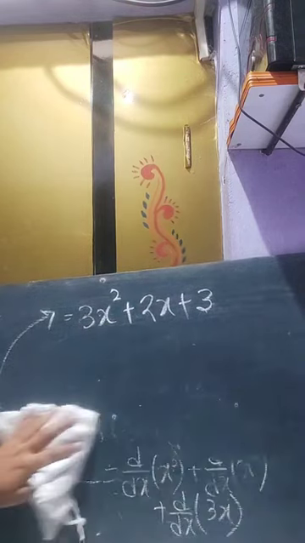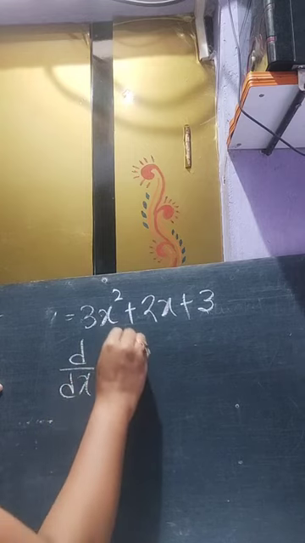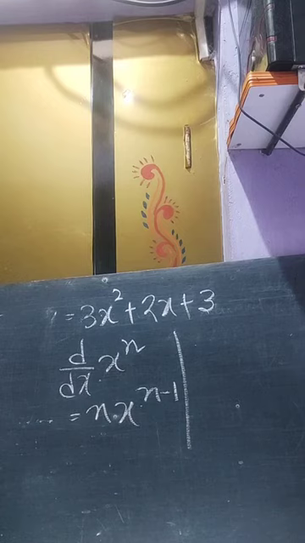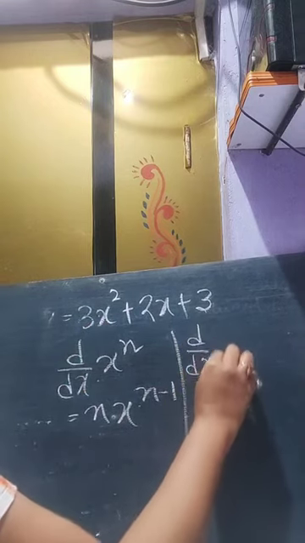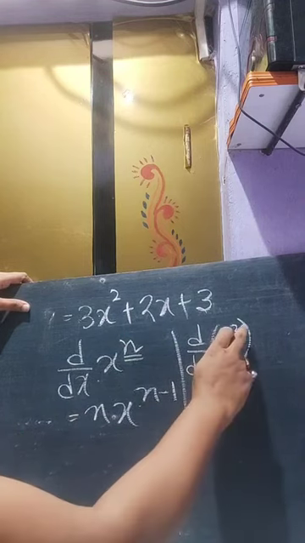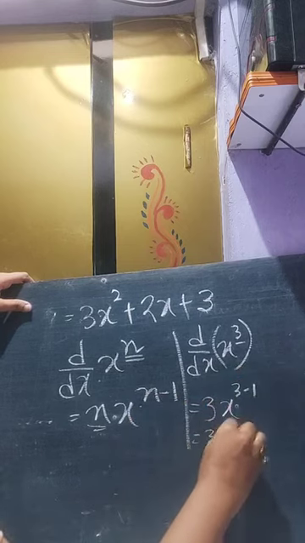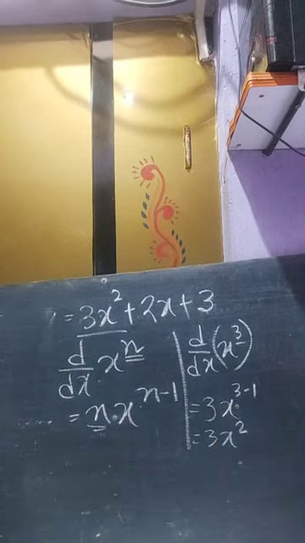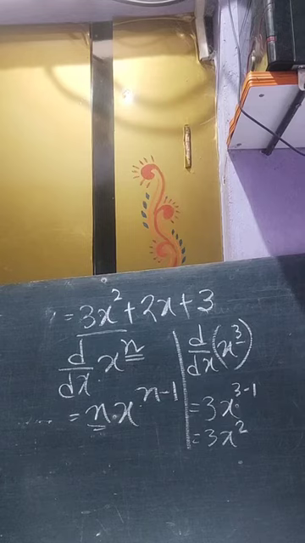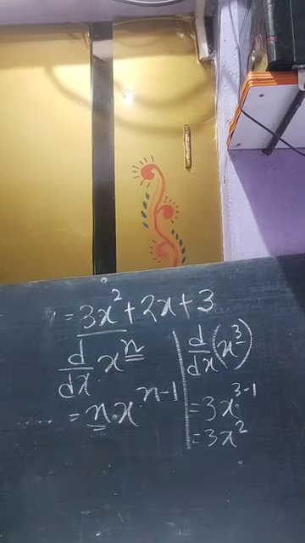There is a formula. The formula says that if d/dx is operated on x to the power n, then the result will be n times x to the power n minus 1. Taking the similarity with d/dx of x cube, here n is 3, so 3 times x to the power 3 minus 1, which results in 3x square. The same thing happens for x square as well as for 3x. The 3 is a constant, so it is not operated on by the d/dx operator. Only x is being operated on.